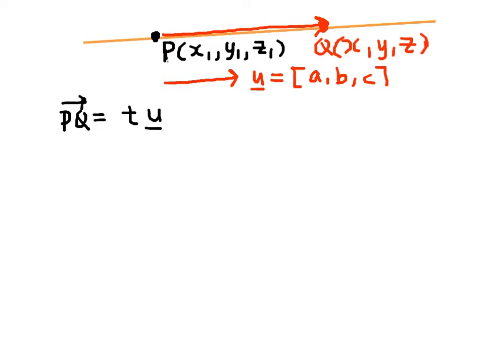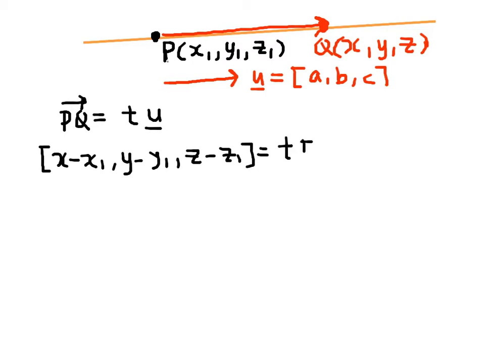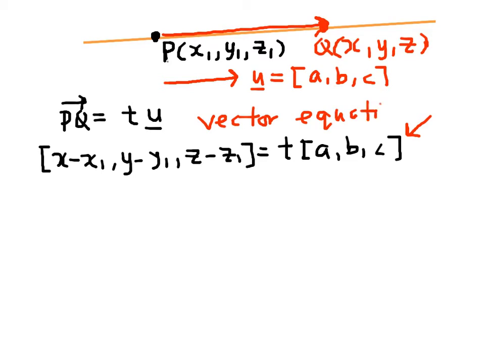In other words, if I express this as follows, x minus x1, y minus y1, and z minus z1 will be equivalent to t times the components of u, a, b, c. And this one right here is what we call the vector form, or the vector equation, of the straight line. So we have already derived the vector equation of a straight line.